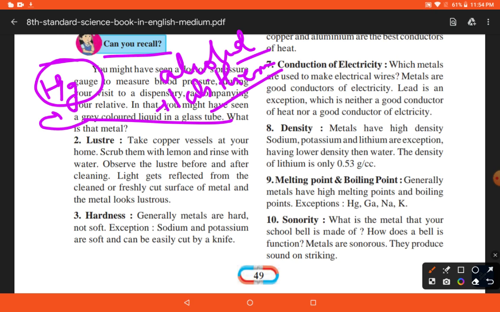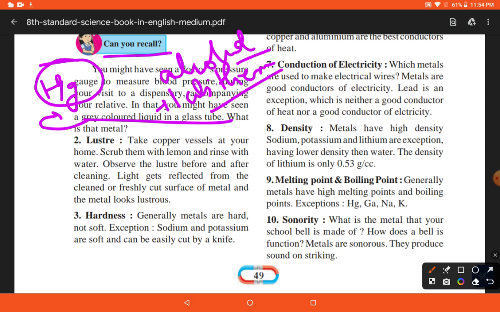Now let's talk about luster. Metals have a unique luster; they are very shiny. If we see copper vessels, we scrub them with lemon and then rinse them with water. Why do we do that? Why does the luster come back after just rinsing it?